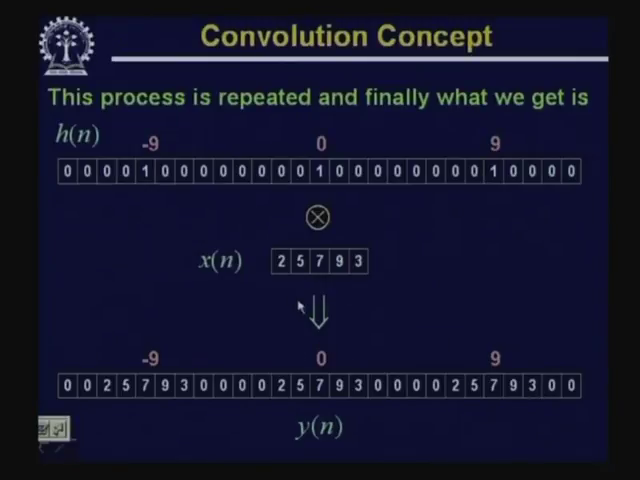And here you notice one thing: when I have convolved this x[n] with this h[n], the convolution output y[n] is a repetition of the pattern of x[n], and it is repeated at those locations where the value of h[n] was equal to 1. So, by this convolution, what I get is a repetition of the pattern x[n] at the locations of the delta functions in the function h[n].